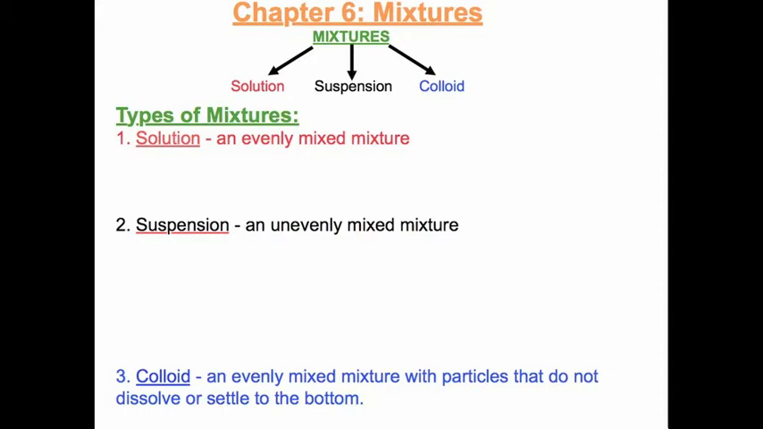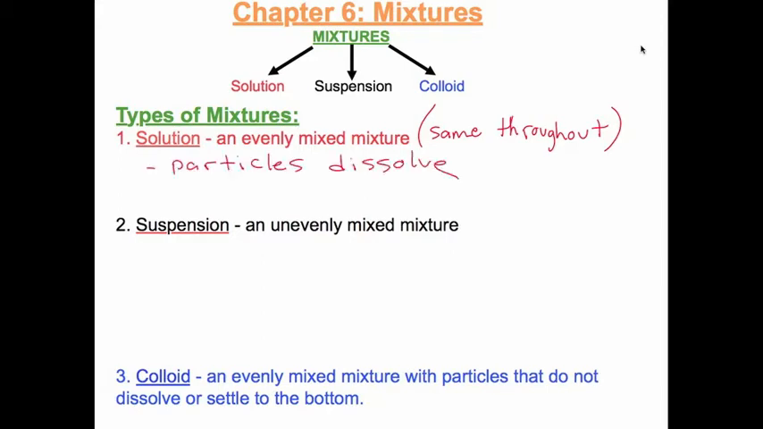There are three types of mixtures. The first is a solution. A solution is an evenly mixed mixture. That means it's the same throughout. If you take a sample from the top, the middle, or the bottom, you'll have the same substance. The particles dissolve in a solution. They don't disappear, they just dissolve between the other molecules. However, the individual properties do remain.